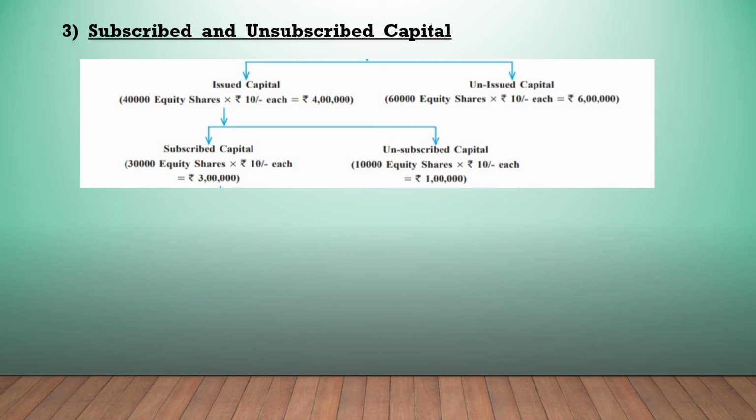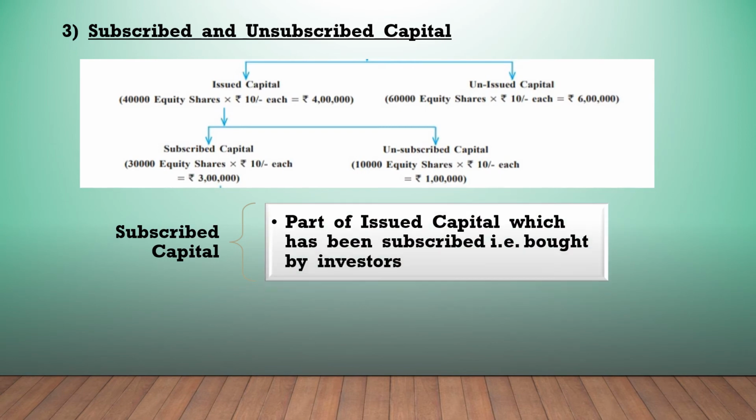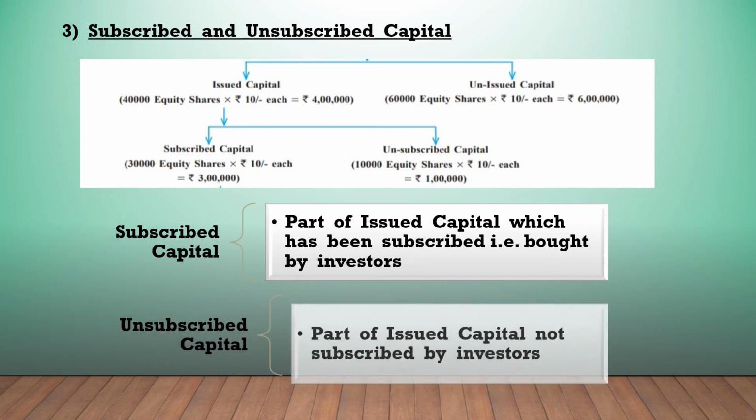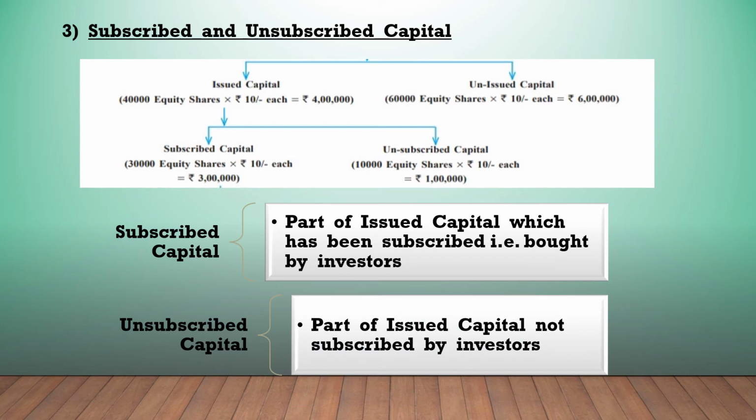The remaining amount of issued capital, that is rupees 1 lakh, comprising of 10,000 equity shares of rupees 10 each, is not purchased, that is not subscribed by the public. It can thus be concluded from this example that subscribed capital is that part of the issued capital which is actually subscribed, that is bought or purchased by the investors, whereas unsubscribed capital means that part of the issued capital which is not subscribed or purchased by the investors.